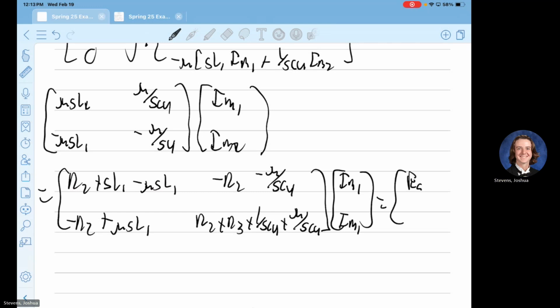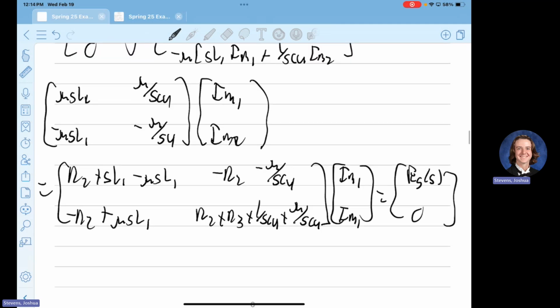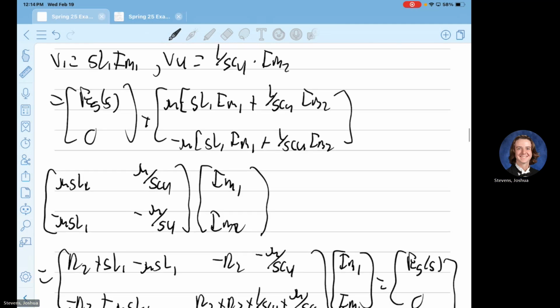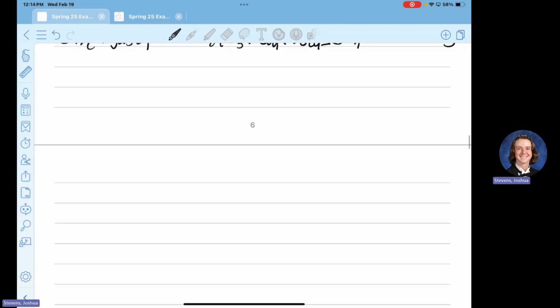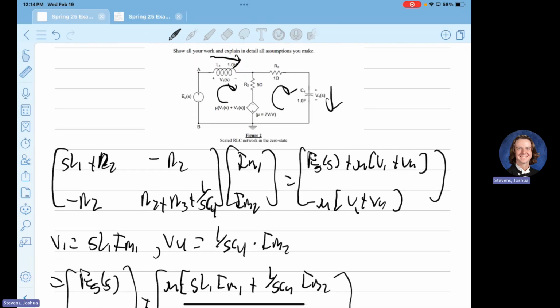All right. E G of S, right? Yep, 0. So we're looking for the open circuit and short circuit natural frequencies in connection AB. Where is connection AB? Exactly. So we do the same thing again. What's our I and J if we're looking for the current in mesh 1 and our reference is in mesh 1?